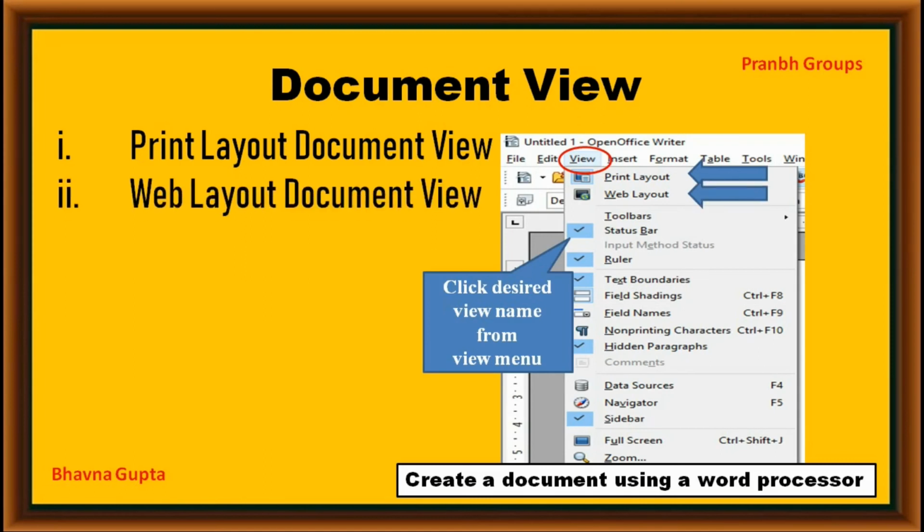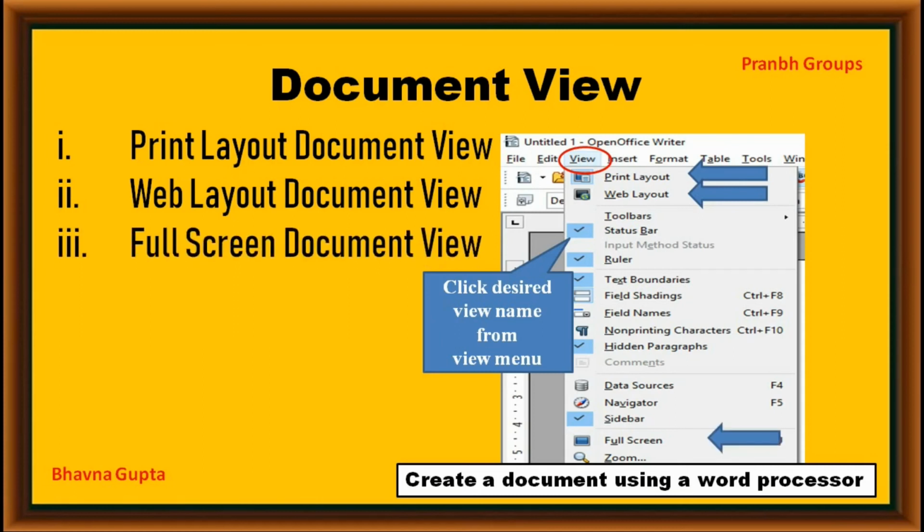The next view is the web layout document view. The web layout document view shows the document the way it will appear online. You can use this view to create, view and edit pages as they will appear online when opened in a browser. And the next one is the full screen view. The full screen view is also known as read mode view in some word processors. In this view, you can read your document using the full screen of your system. In full screen mode, the document is displayed in the selected view, but the document fills the entire screen. Toolbars and scroll bars are not displayed in this view.